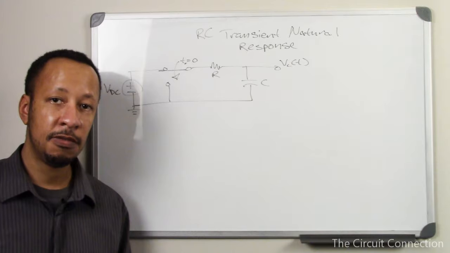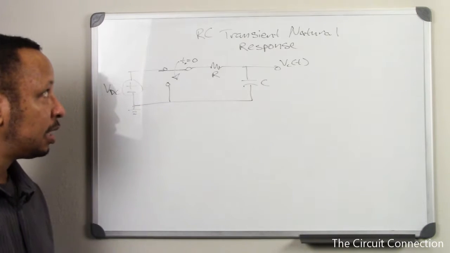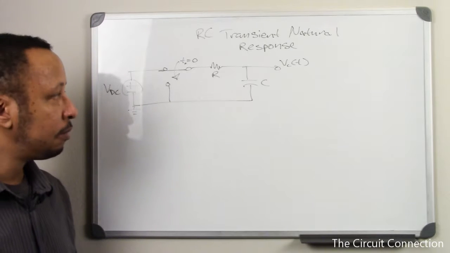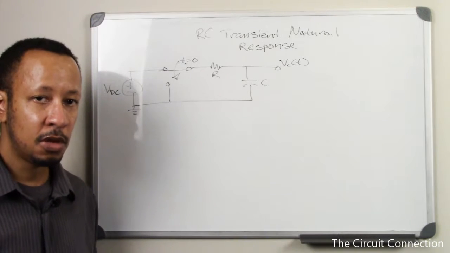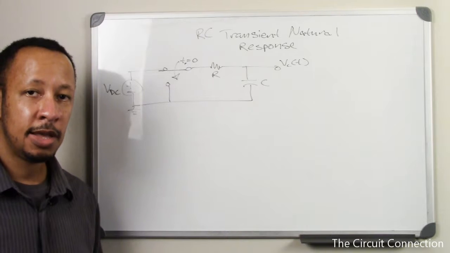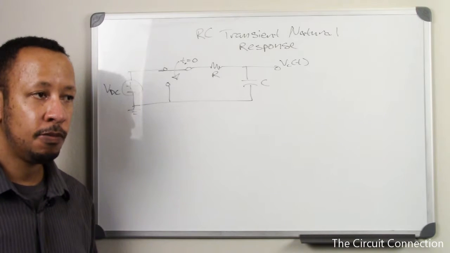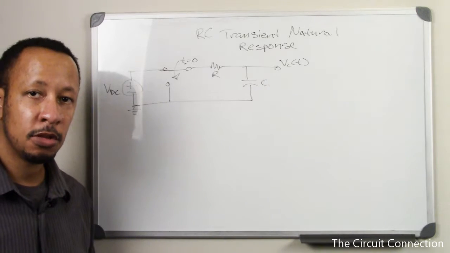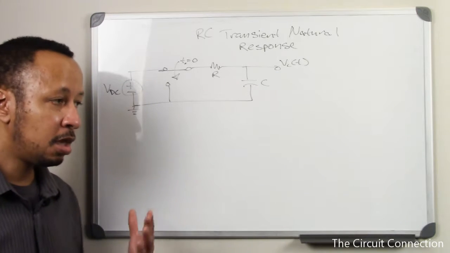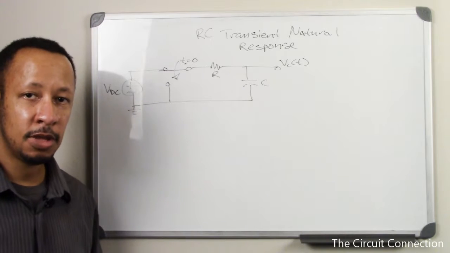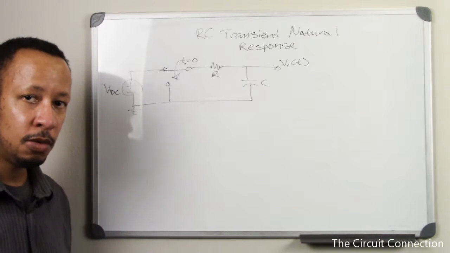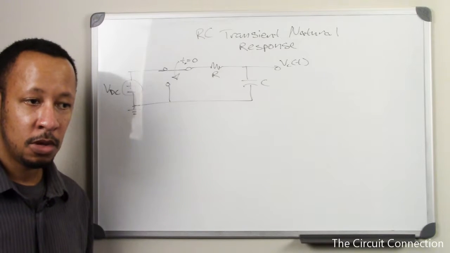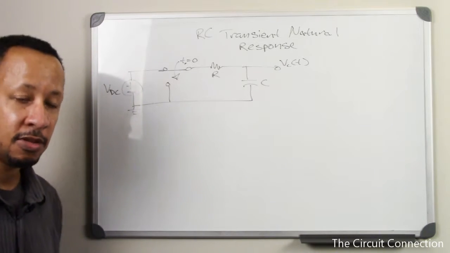Hello everyone. In this video I'll be talking with you about an RC transient natural response circuit. There are different ways to do this, and you can actually use direct integration or anti-derivatives to come to your solution. But what I'll be using is a method that reveals the roots of the equation and gives you a general sense of what's going on in the S-plane itself.